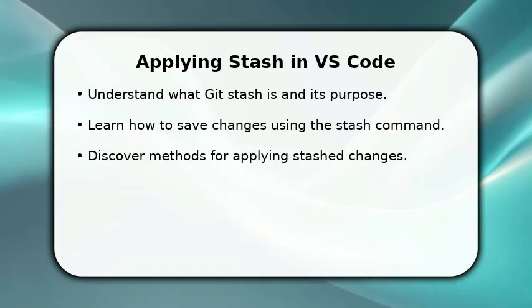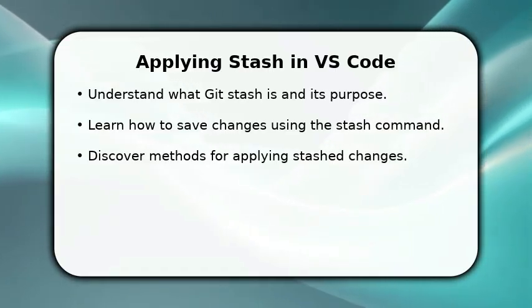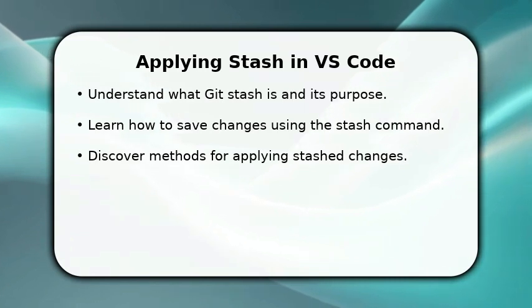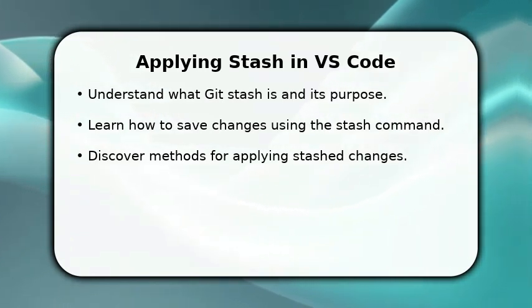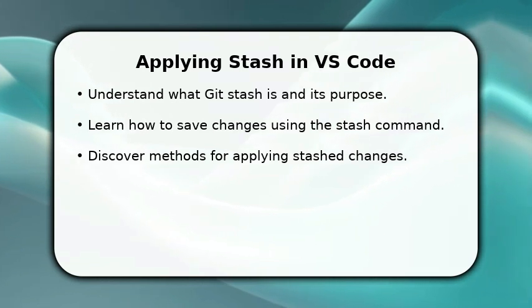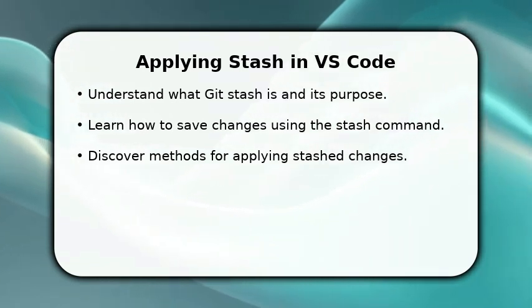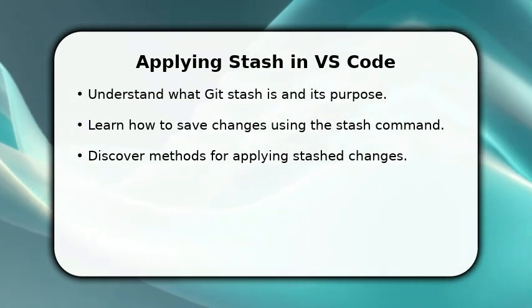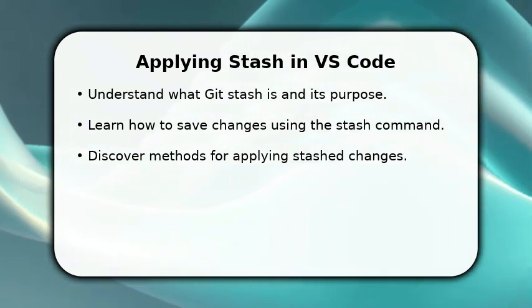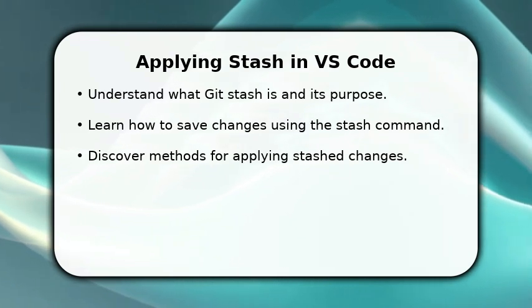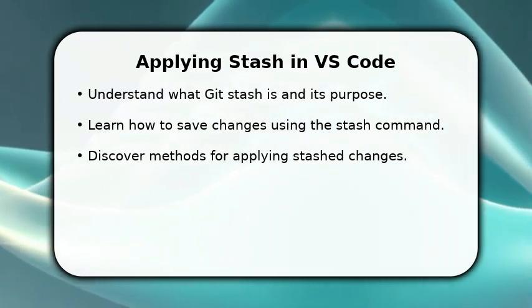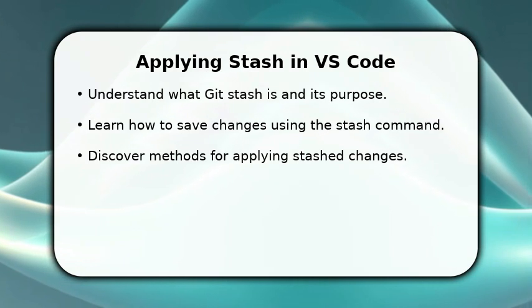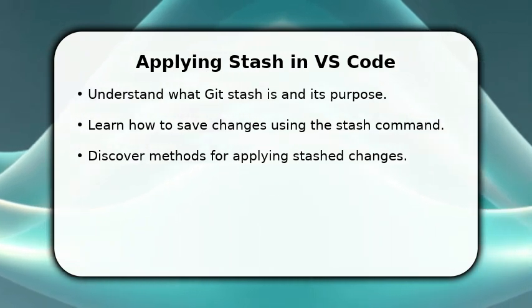Enjoy the video. In this video, I will explain how to apply Stash in VS Code. We'll cover creating, applying, and managing your Stash changes directly within the editor's interface. Git Stash is a powerful tool for temporarily saving your uncommitted work, allowing you to switch contexts without losing progress. This helps maintain a clean working directory and keeps your development workflow smooth and organized.